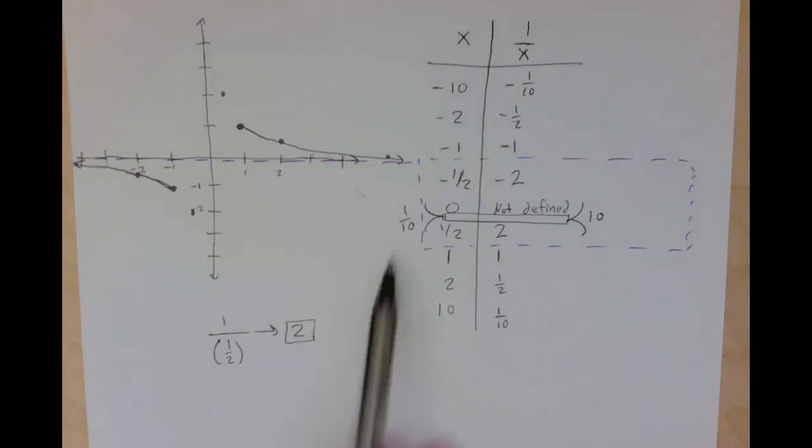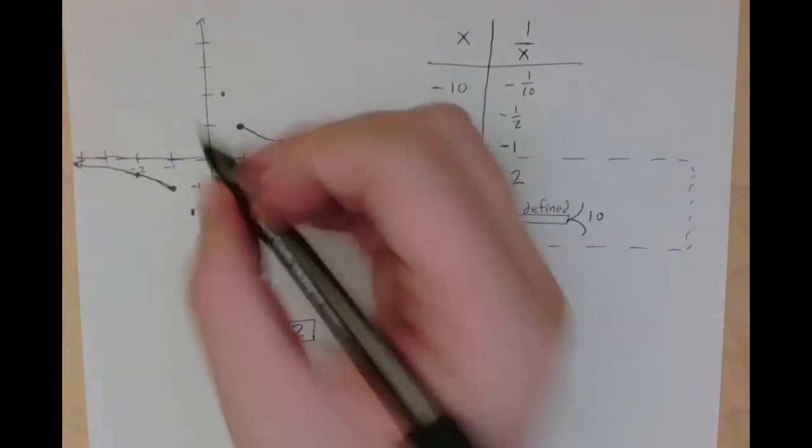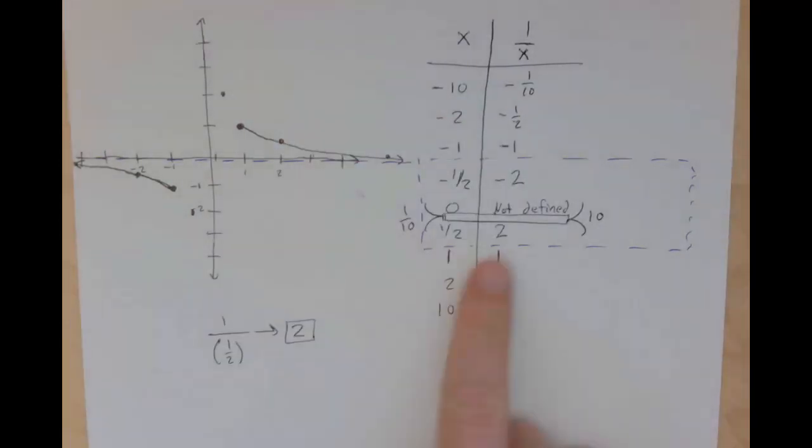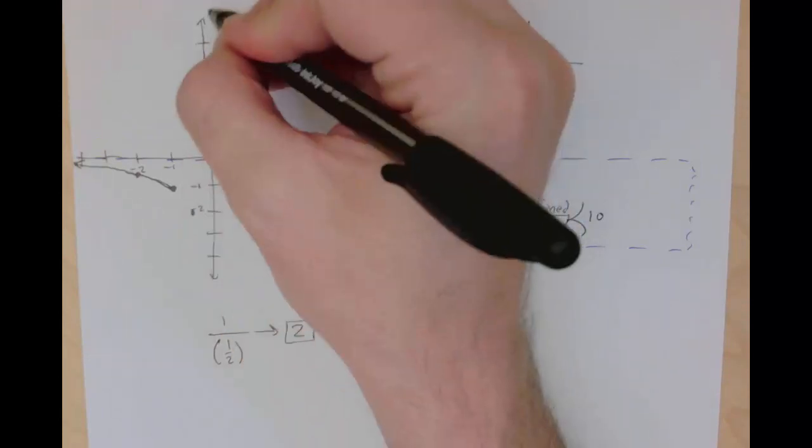What if we plug in an x value of 1/10? So that's very, very close to the y-axis here. So here would be 1/10. 1 divided by 1/10 gives us 10. So that's going to give us a point way up here.